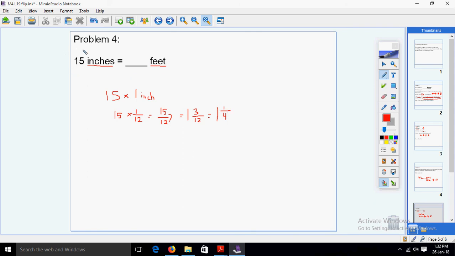Now, you probably could have noticed that this was going to be a mixed number even before we did everything, because obviously 15 inches is more than 12 inches. So we knew it was going to be a little bit bigger.